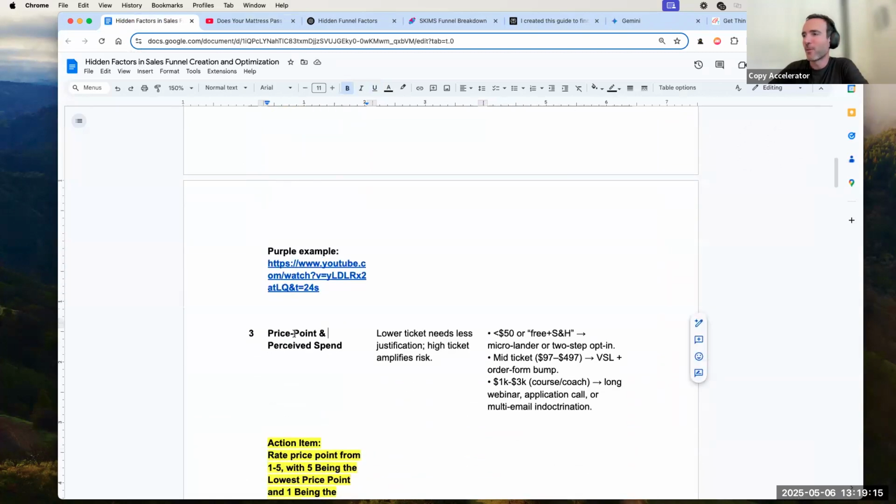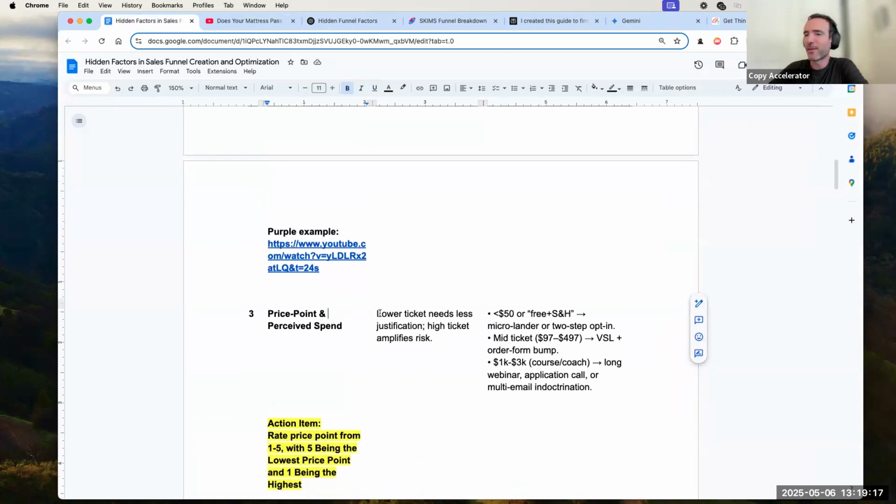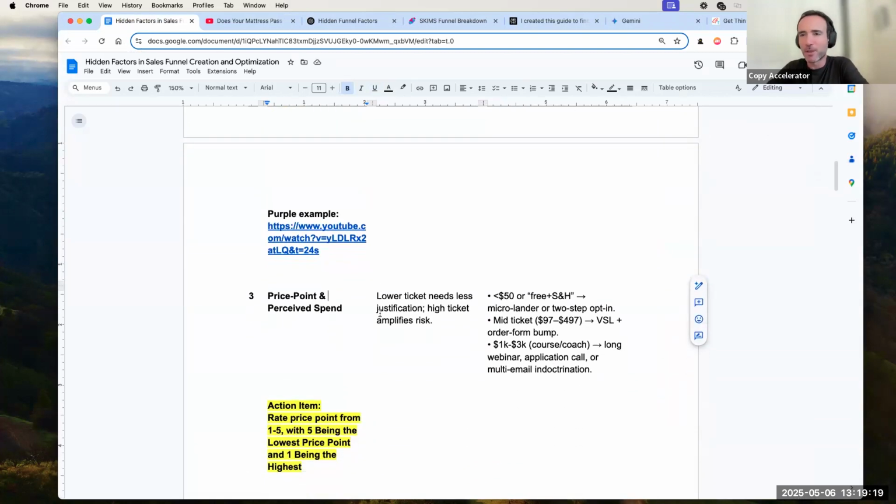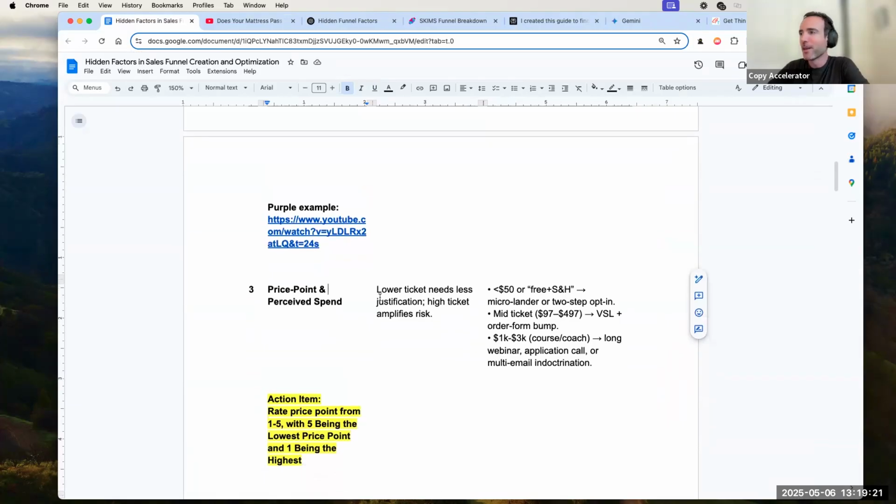And so that brings us to the price point and perceived spend. This is a thing that should also be pretty intuitive. This is number 3: lower-ticket stuff needs less justification, and higher-ticket stuff amplifies risk, so basically it needs more justification. It kind of makes sense.